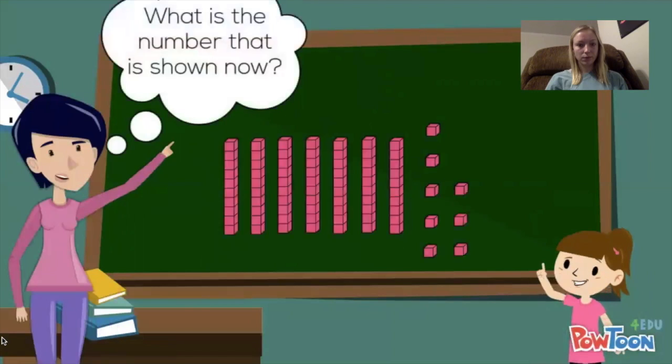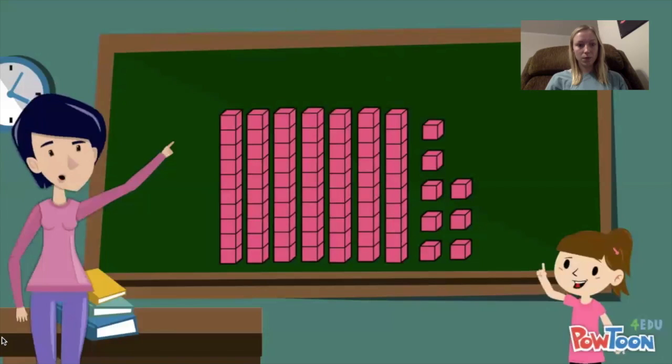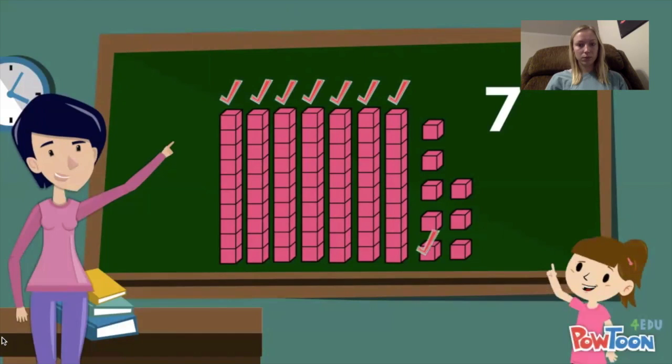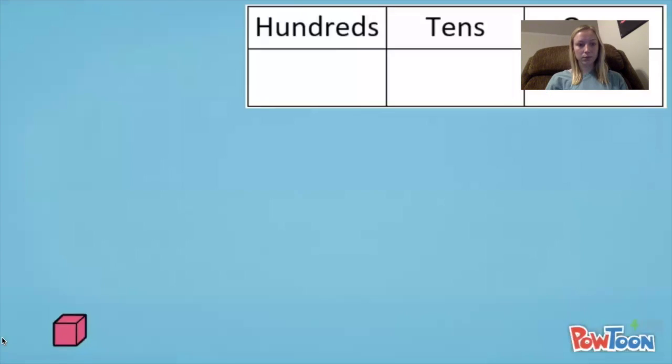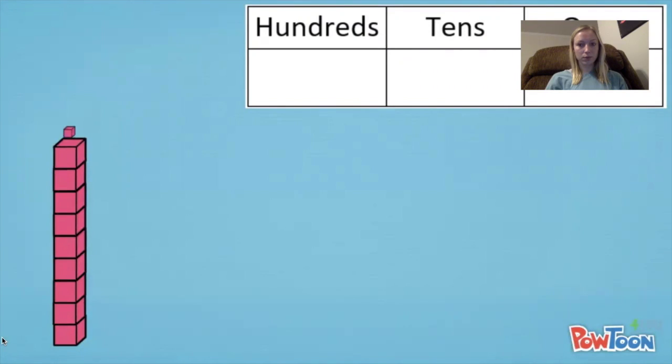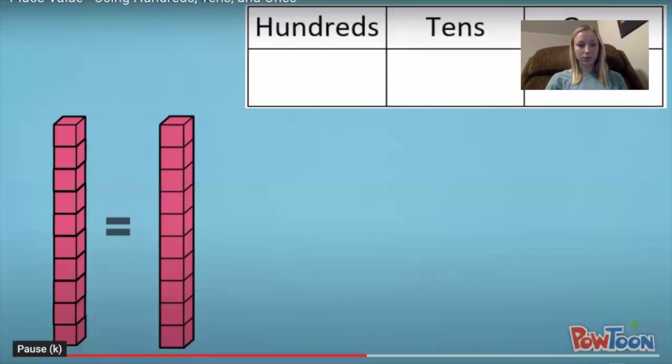What is the number that is shown now? 1, 2, 3, 4, 5, 6, 7. 1, 2, 3, 4, 5, 6, 7, 8. 78. I can line up 10 ones in a row. Now I put 10 next to my row of 10 ones. How are 10 ones like 10?